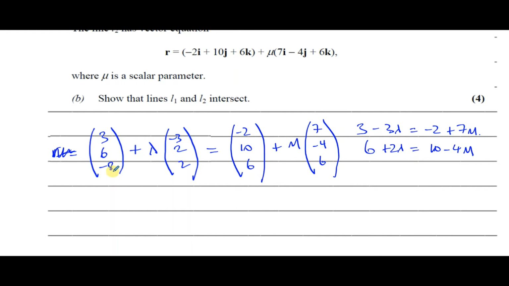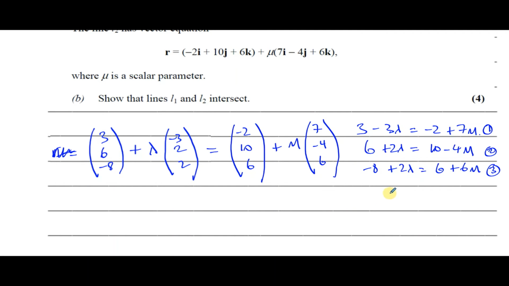That's the second equation. We have minus 8 plus 2 lambda again equals 6 plus 6 mu. So we have equation 1, equation 2, equation 3. Now what I'm going to do is try to solve one pair of these equations simultaneously and find the value of lambda and mu. If that value of lambda and that value of mu causes the other equation, which I didn't use, to be satisfied, both sides being the same, that means I have proved that these two lines intersect, because I find a value of lambda and mu which satisfy all 3 equations, meaning that they will definitely intersect.